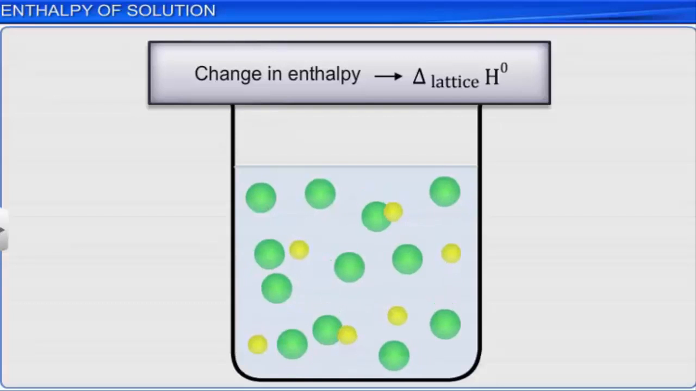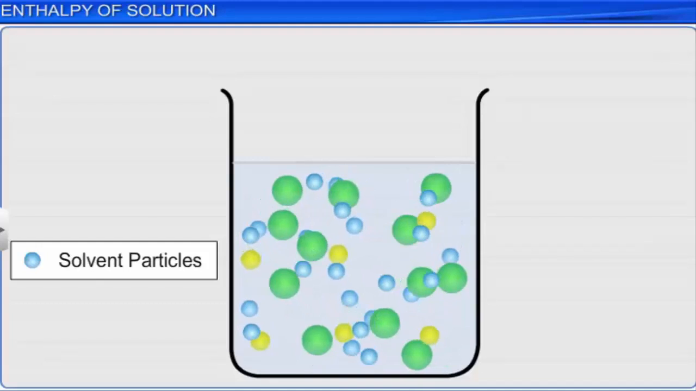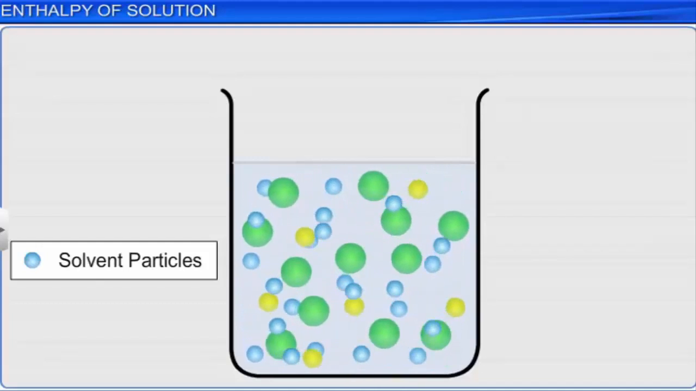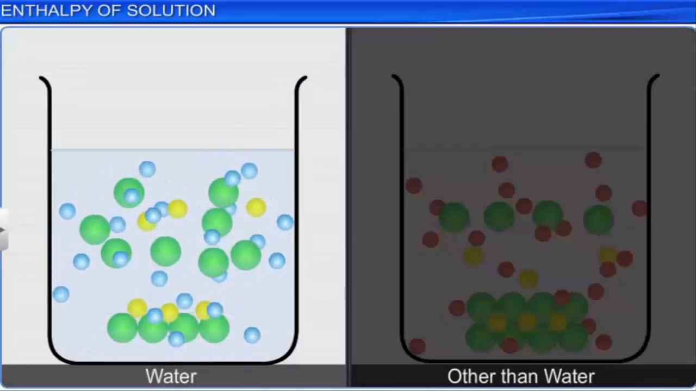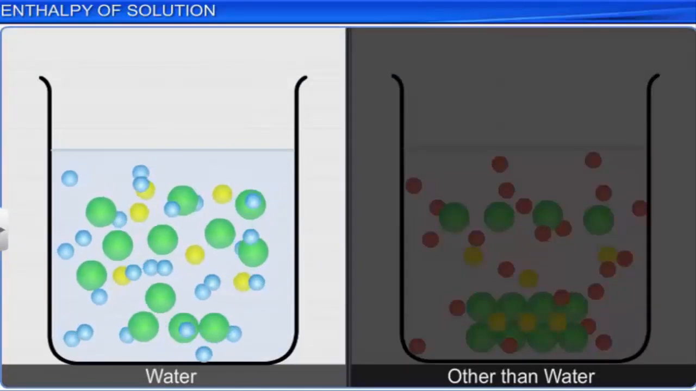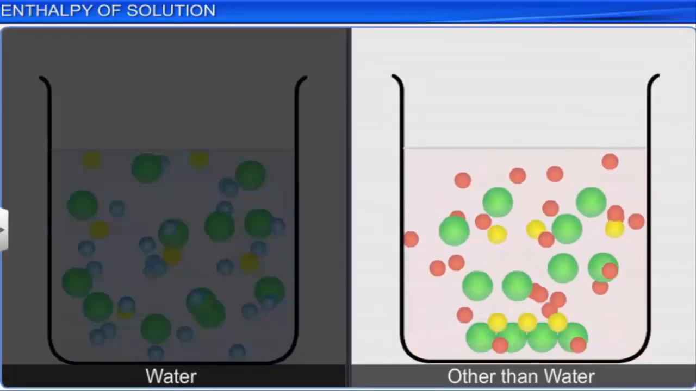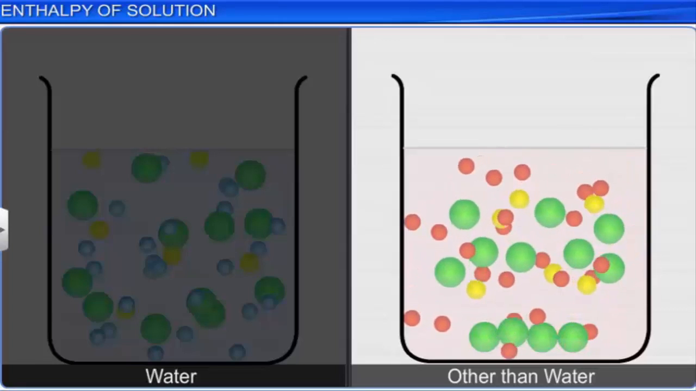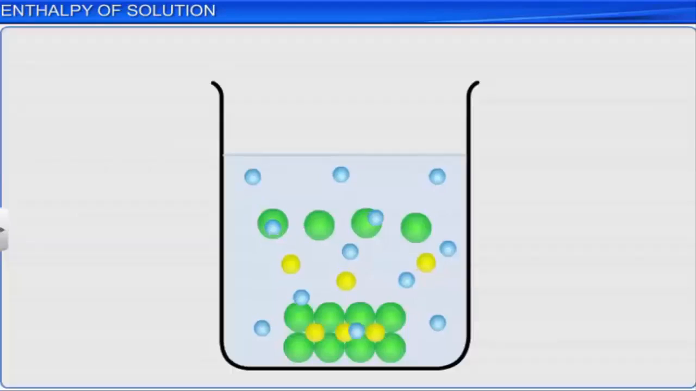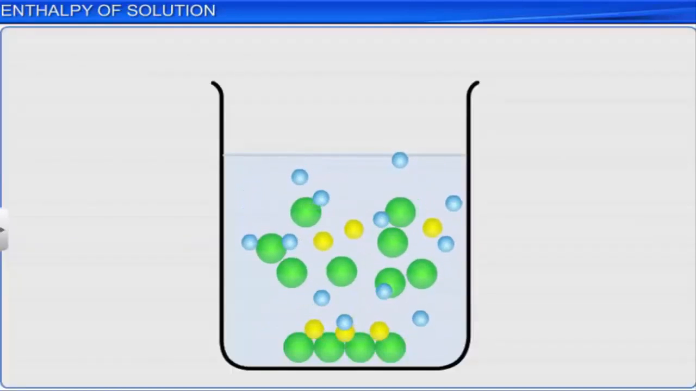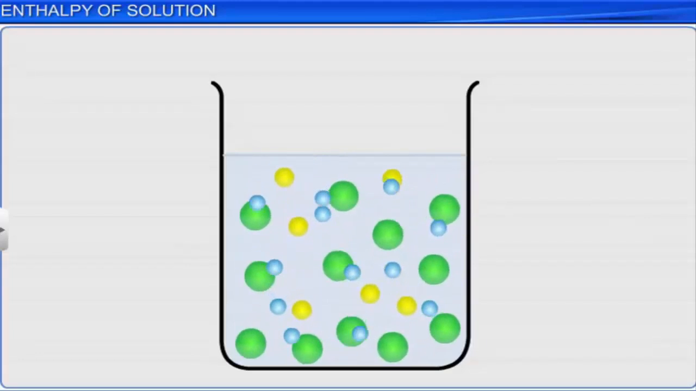Slowly these ions start moving freely in the solution and start interacting with the solvent particles. When water is used as a solvent, the dissolving process is called hydration. If any other solvent is used, then the process is known as solvation of ions. The energy change that occurs in dissolving AB ions in the solvent is known as enthalpy of hydration of ions and is represented as delta hydration H0.